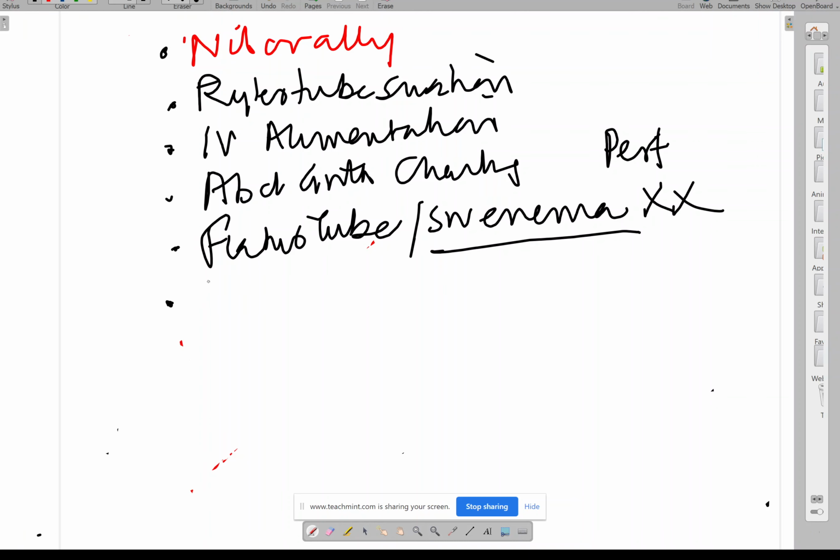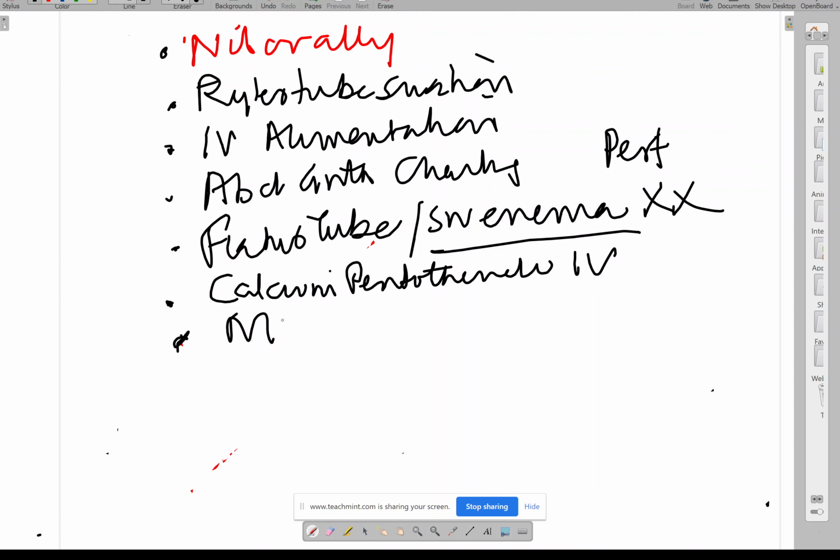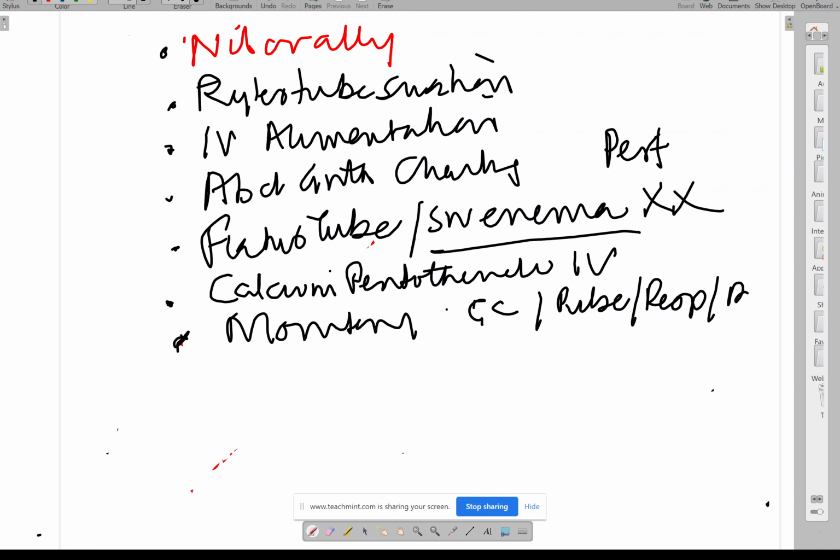Then you can give something which will stimulate bowel movements, and that is calcium pantothenate IV. And then you do what is called monitoring. Monitoring pulse, respiration, blood pressure, temperature, abdominal girth, intake output.